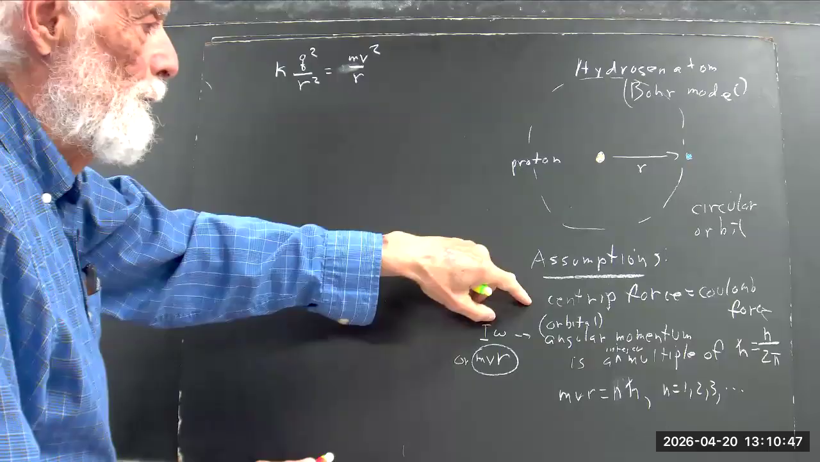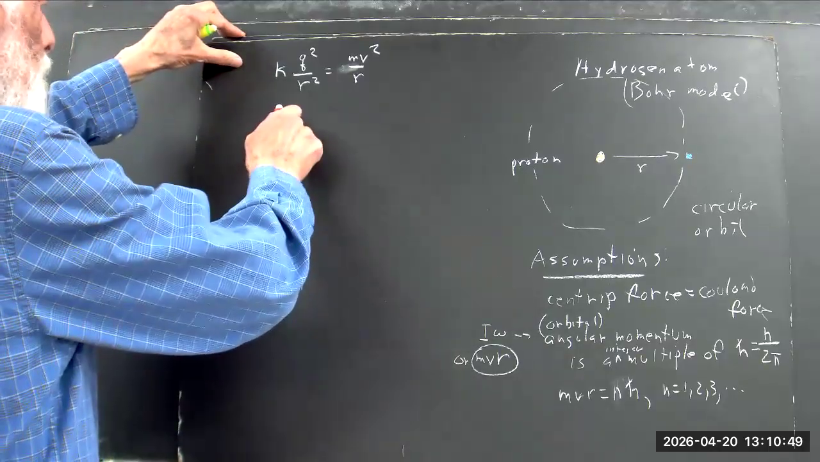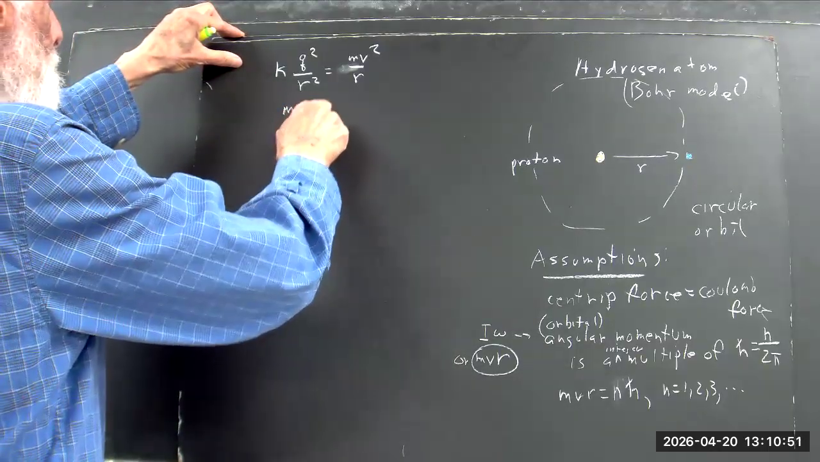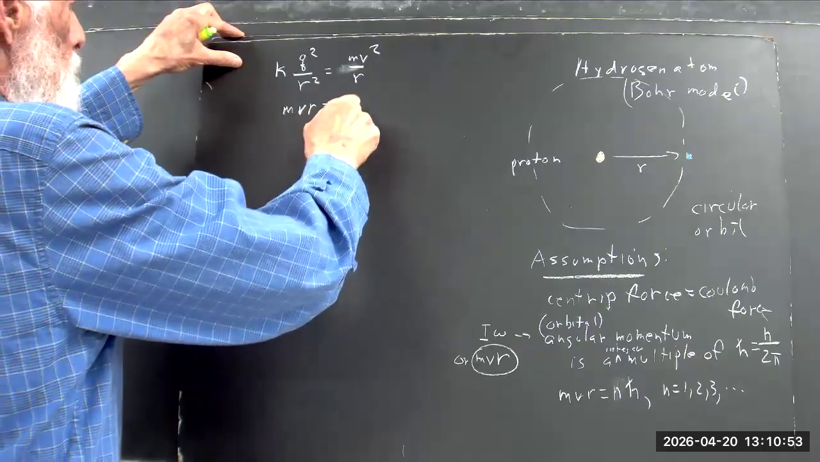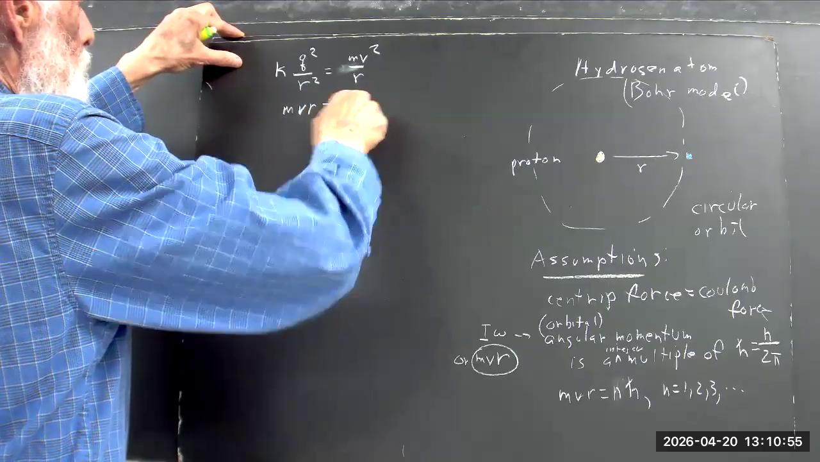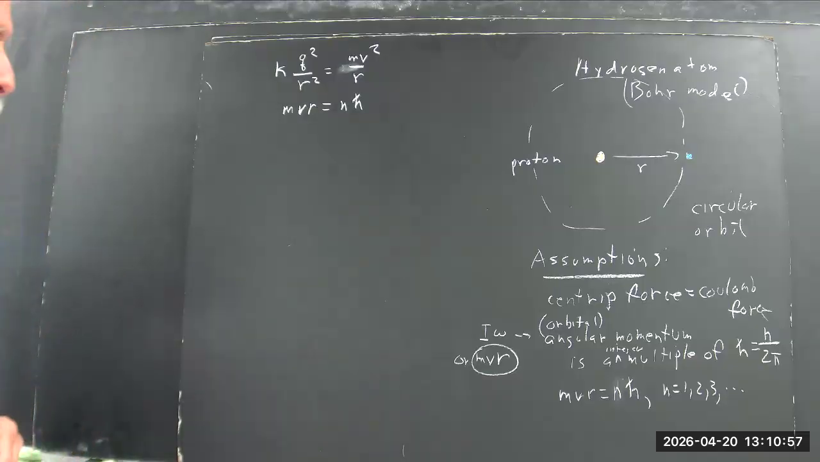So that's this thing, and then mvr equals n h bar.